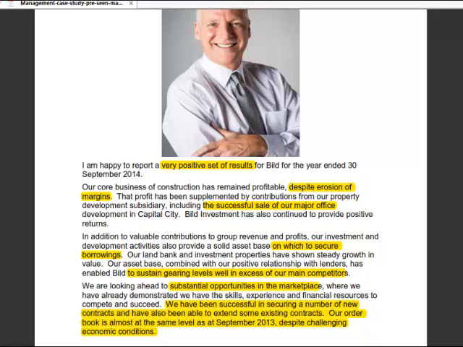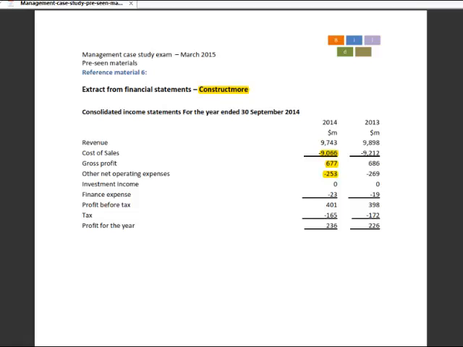It's having to borrow more. Its margins are being eroded. Its competitors are winning business from them. And so things aren't all as rosy as Daniel would have us believe as investors. So we've got the statements of Constructmore, and we can compare one competitor to our own business.